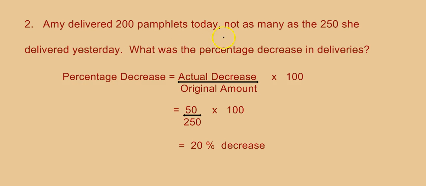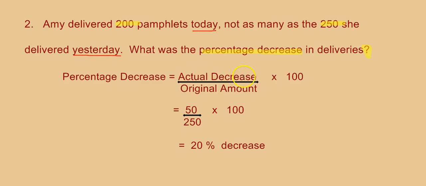Amy delivered 200 pamphlets today, not as many as the 250 she delivered yesterday. What was the percentage decrease in deliveries? So percentage decrease is what we're looking for. We can tell that by the question. We've got two numbers in this question: 200 pamphlets today, and 250 yesterday. Now, I purposely put them like that, so I really wanted you to have your thinking hats on. So the percentage decrease is the actual decrease over original amount times 100. I'm really hoping you wrote that formula down. The more times you write it, the more likely your brain is to take it in.